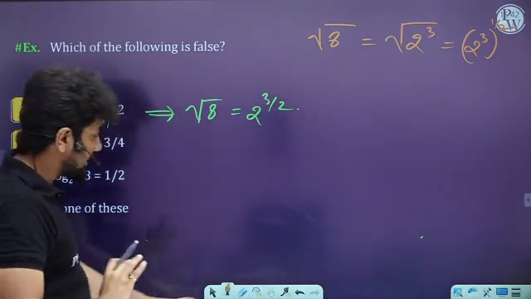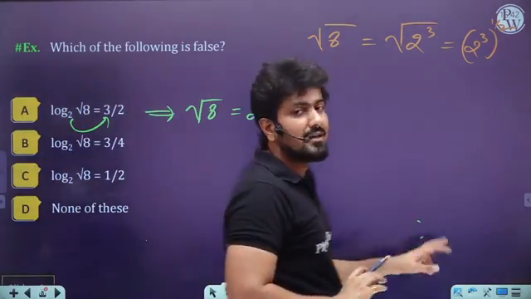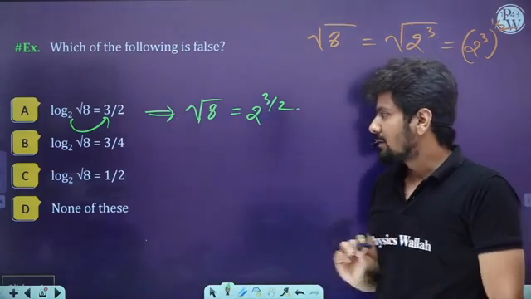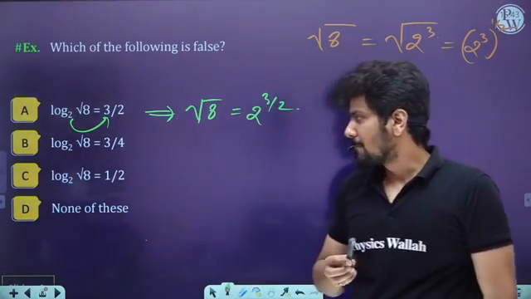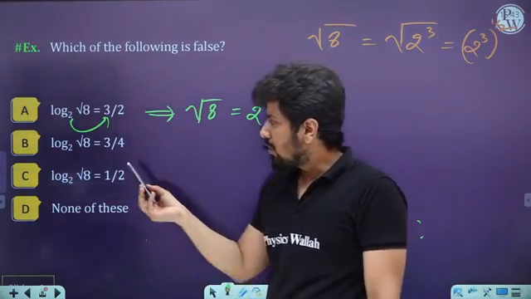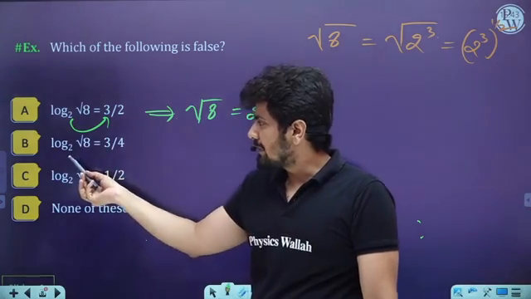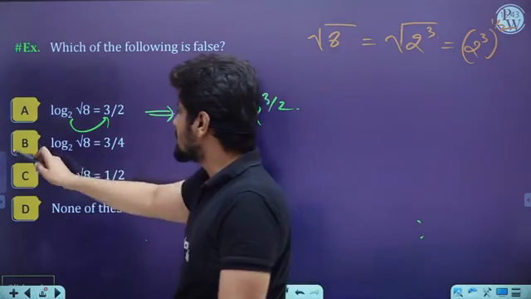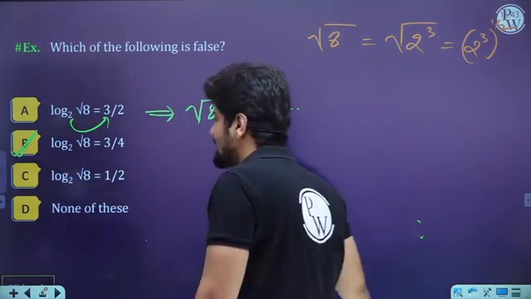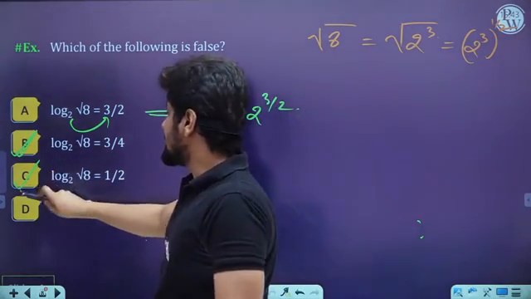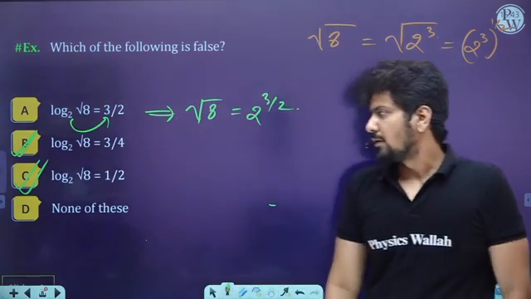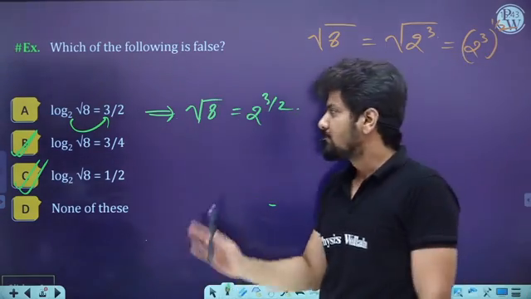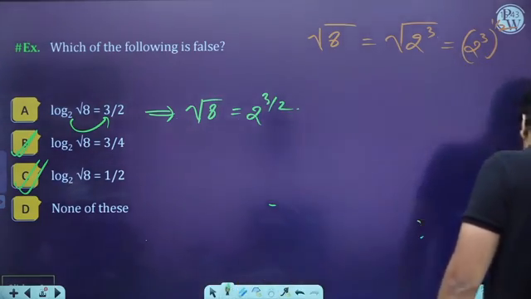So we are not selecting this. We are looking for the false statement. Now the second statement will be wrong then. Second statement will be wrong because log of under root of 8 to the base 2 will not be equal to 3 by 4. We have already seen that this is equal to 3 by 2. So second statement is wrong. The third statement is also wrong. Okay, so simple question, not a big deal.